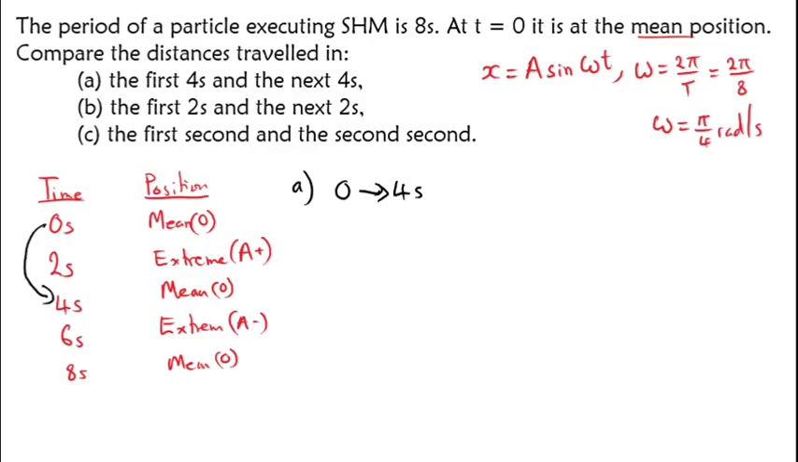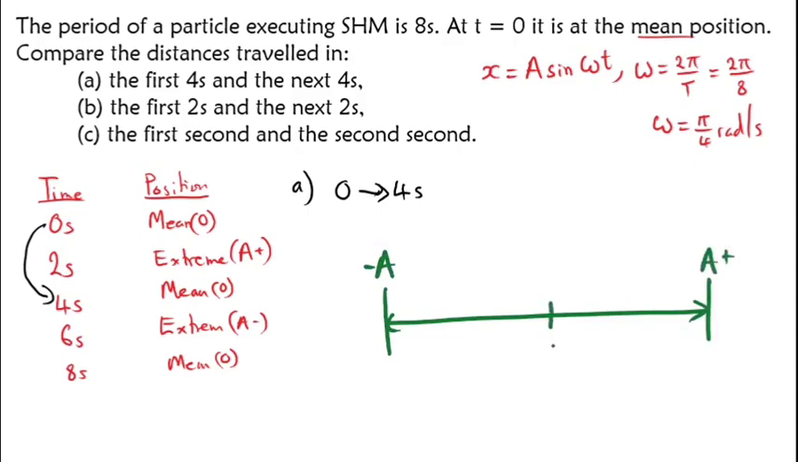So for the distance that was covered, allow me to bring back the diagram that I drew here. We said this is extreme negative, A minus. This is extreme positive, A plus. Then here we have 0. So in the first 4 seconds, you went from mean position to extreme, then back to mean. So that is A plus A, which gives a distance covered of 2A.